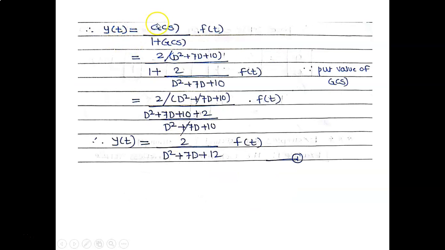Therefore y(t) is equal to G(s) divided by 1 plus G(s) into f(t), which is equal to 2 divided by d square plus 7d plus 10 divided by 1 plus 2 divided by d square plus 7d plus 10 into f(t), putting the value of G(s). Therefore now by simplification we finally get y(t) is equal to 2 divided by d square plus 7d plus 12 into f(t), equation 1. Now finally we have got this equation.